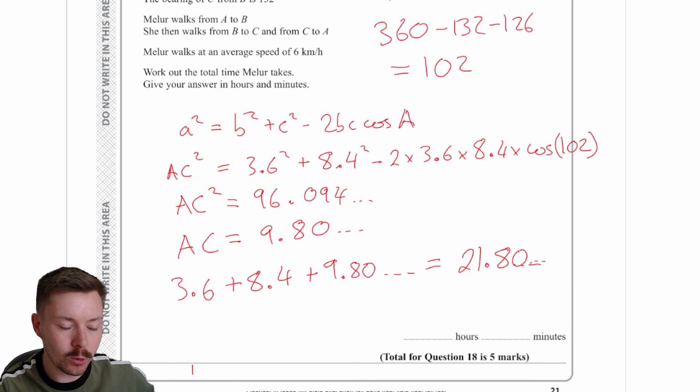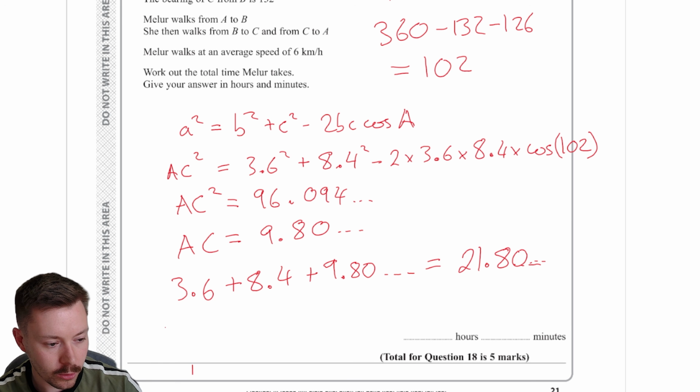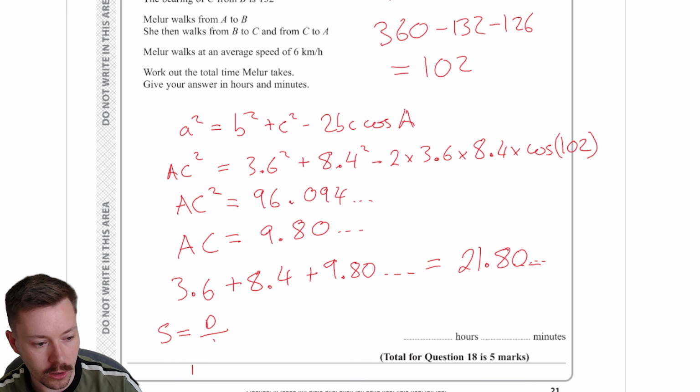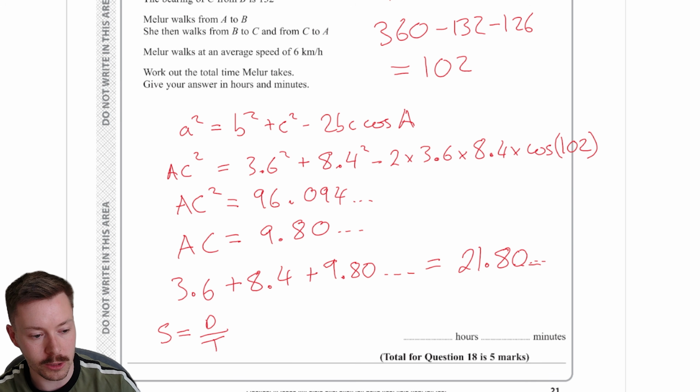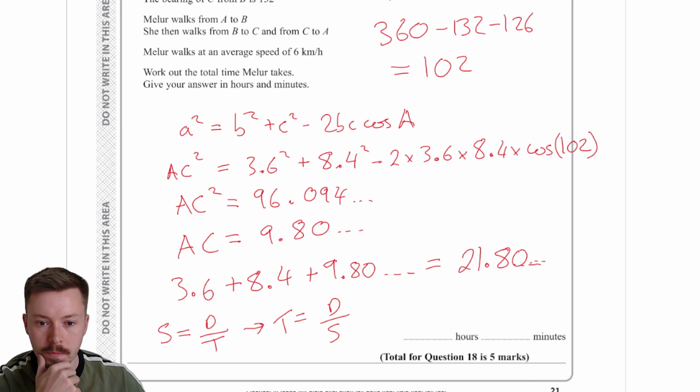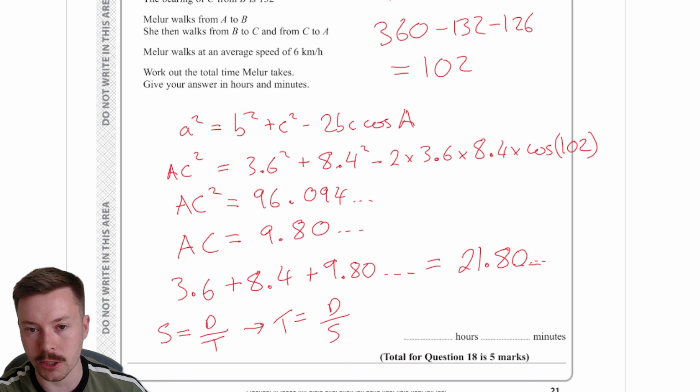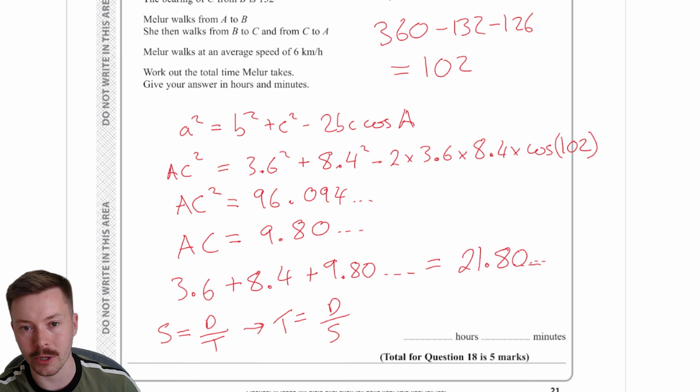From there, speed equals distance over time. I am given the speed and I've got the distance, so distance divided by speed will give me the time. Time is equal to distance divided by speed. If I'm walking at 6 kilometers per hour and want to walk 60 kilometers, 60 divided by 6 gives me 10 hours. That's how long it would take me.